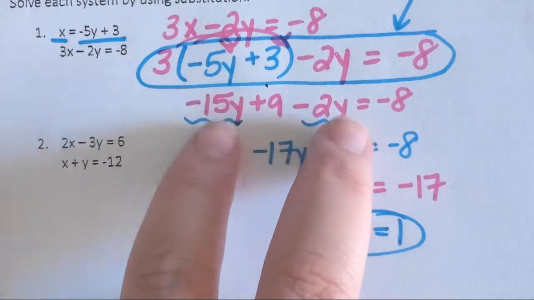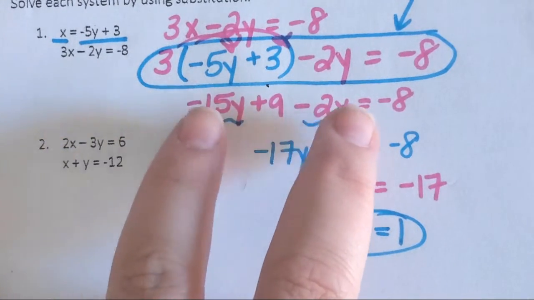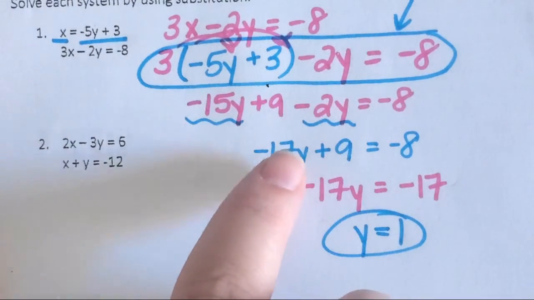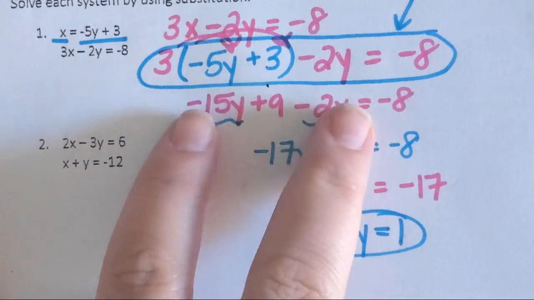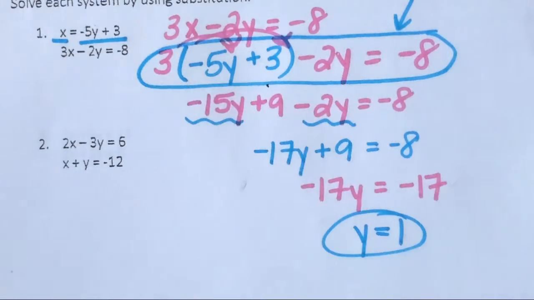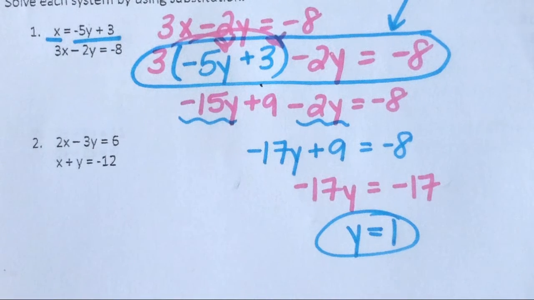You know some of us keep forgetting to combine like terms. So some of us aren't going to get negative 17. We're going to try to add 2 y's to the same side. I don't know why. It is what it is.